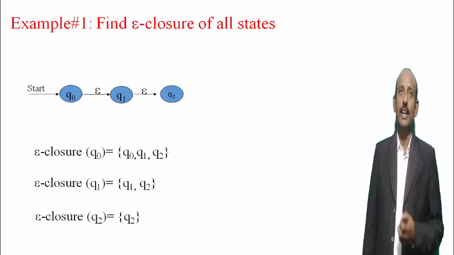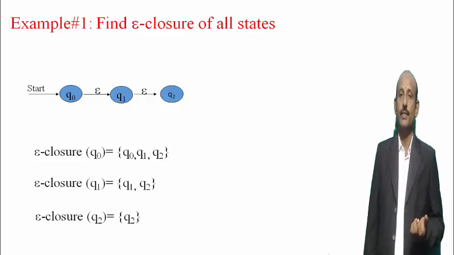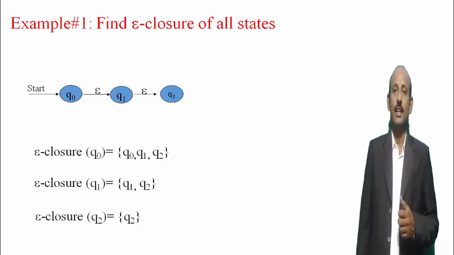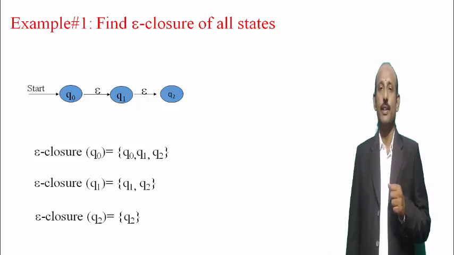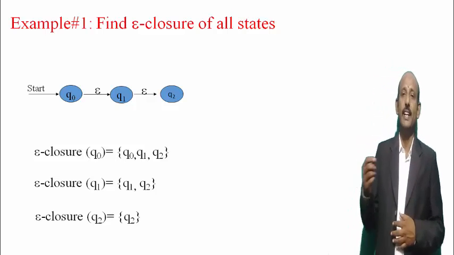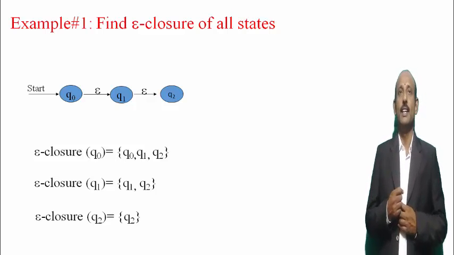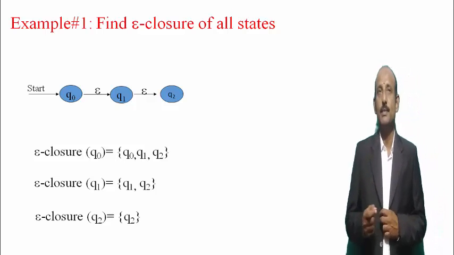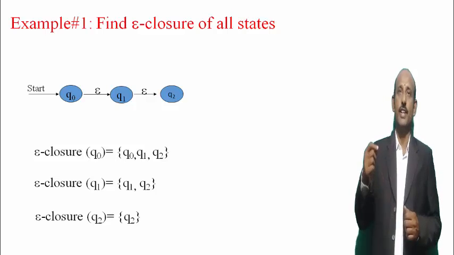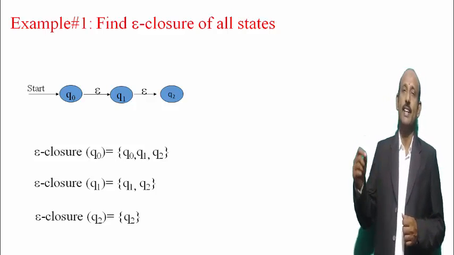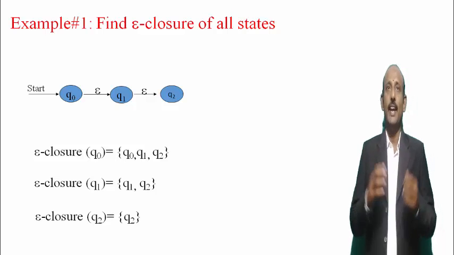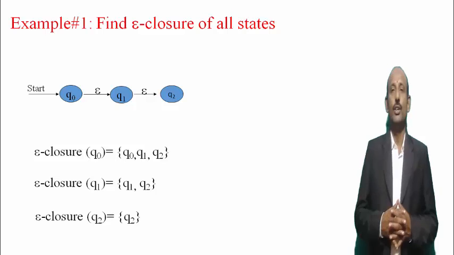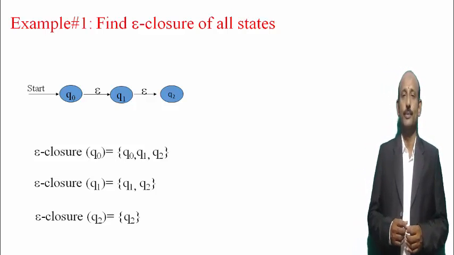If we go for finding the epsilon closure of Q0, first we have to initialize with the state Q0. Then we have to find the epsilon transitions from the state Q0. There is a transition from Q0 to Q1, so we include the state Q1 in the epsilon closure. Then we have to find any other epsilon transitions from the state Q1. Q1 has a transition to Q2. So the epsilon closure of Q0 contains Q0, Q1 and Q2.